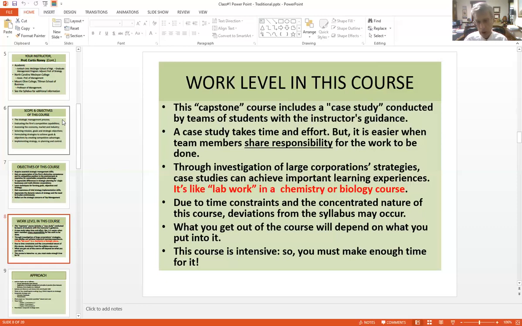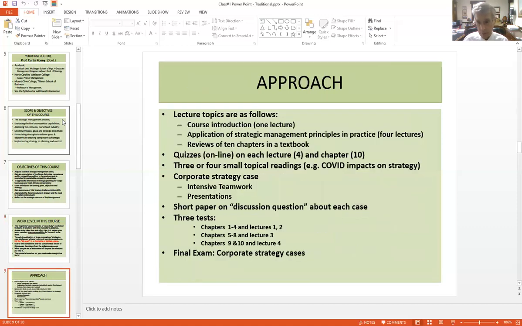One thing's for sure, and it's the last bullet, and that is that you've got to make enough time for this course. What you get out of the course is to a great extent what you put into it, but the requirements of the course make it necessary for you to put a lot in, and you just have to make the time to do that. There's no way around it.